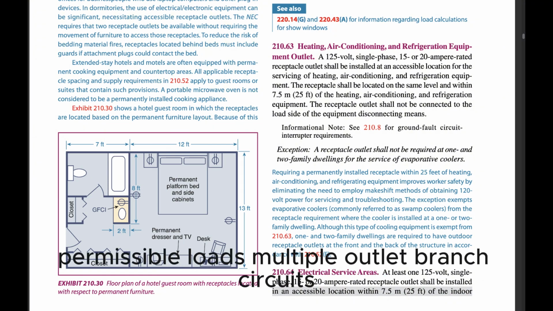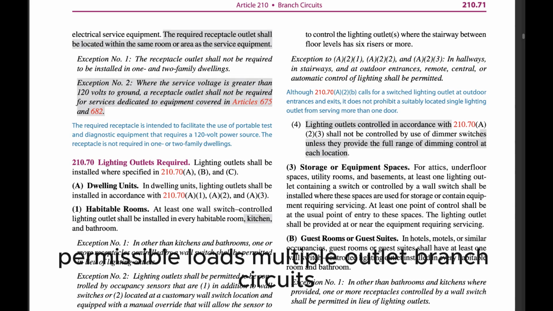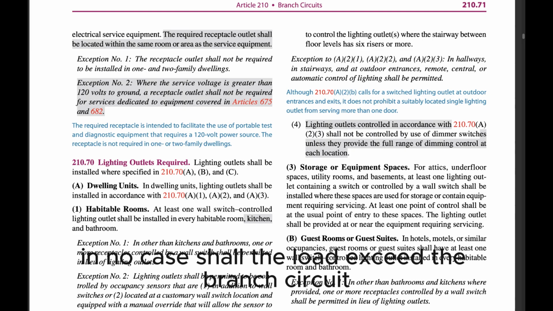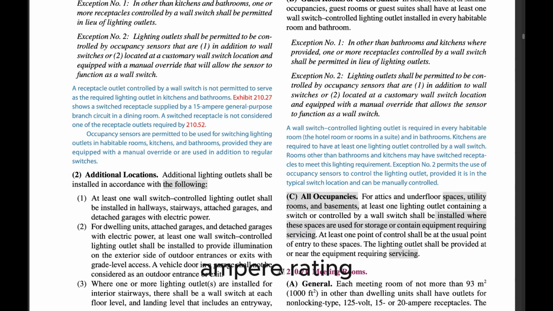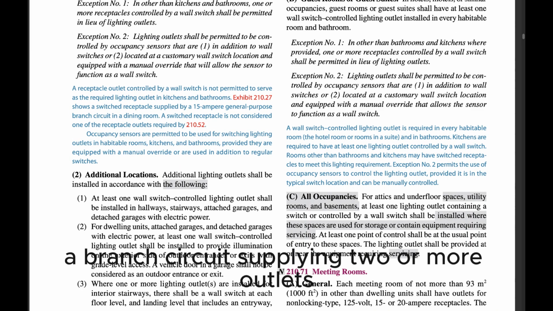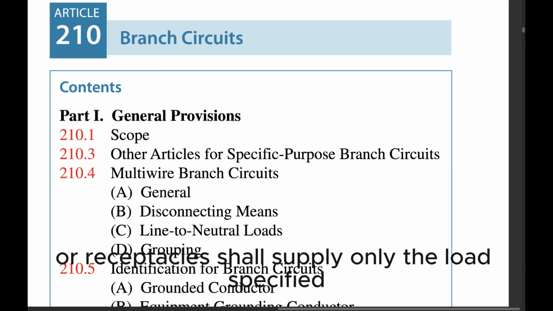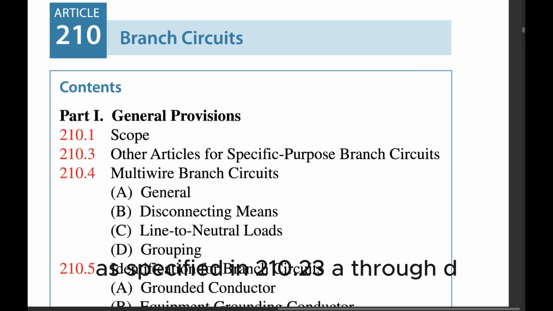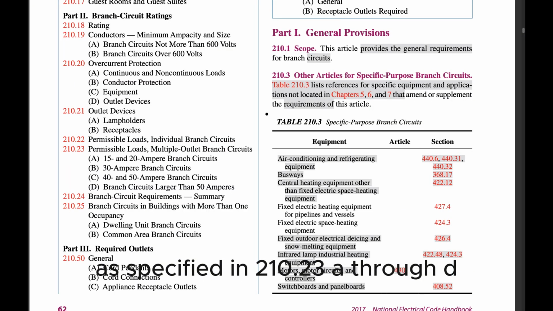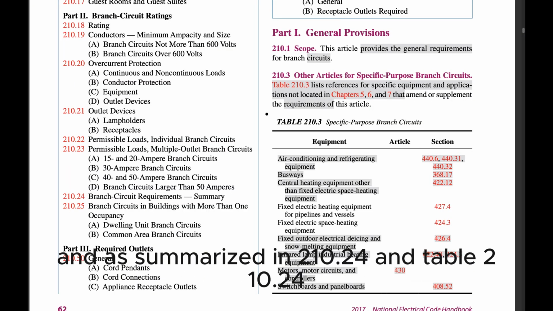210.23 Permissible loads, multiple outlet branch circuits. In no case shall the load exceed the branch circuit ampere rating. A branch circuit supplying two or more outlets or receptacles shall supply only the load specified according to its size as specified in 210.23 A through D and as summarized in 210.24 and Table 210.24.